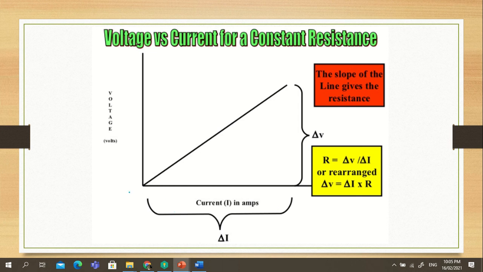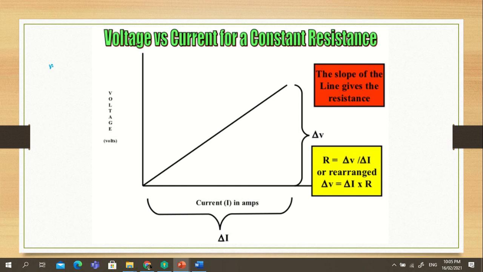So you will see a straight line. This is the graph of the voltage versus current for a constant resistance. So we have here the slope, no? The slope of the line gives the resistance. So what is the slope of the line in our calculus?